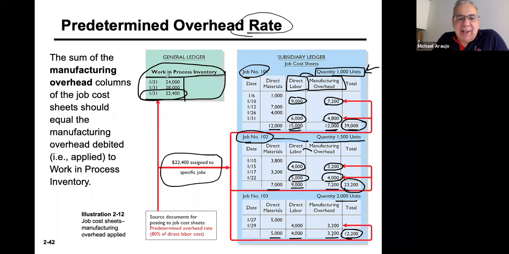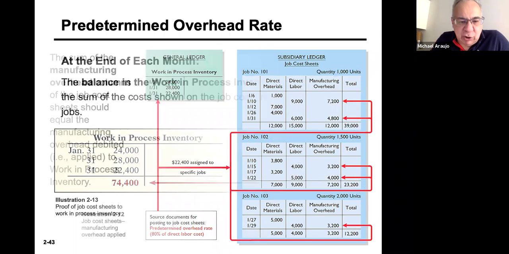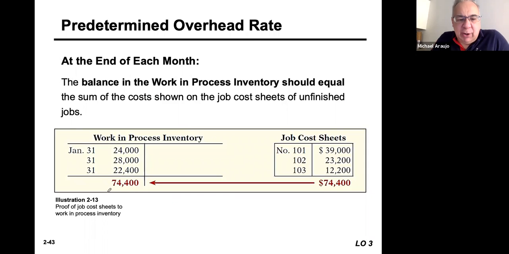So if you look at the amount of work in process inventory, these three numbers for materials, labor, and overhead have been distributed through the job cost sheets. So the total amount of the job cost sheets should likely equal work in process inventory. So the next slide basically shows you that the total amount that you allocated to work in process has been allocated properly to your job cost sheets.